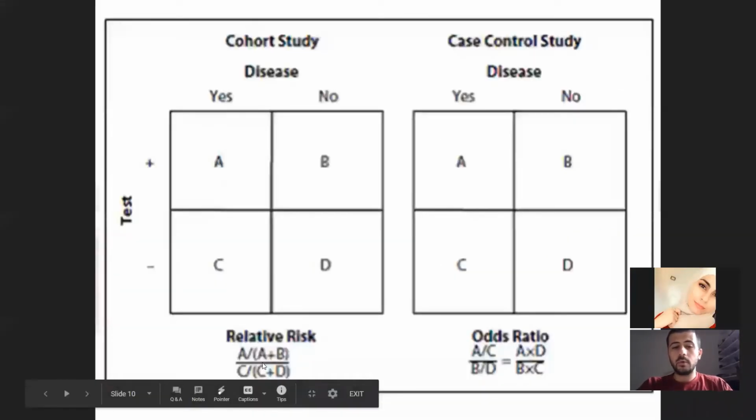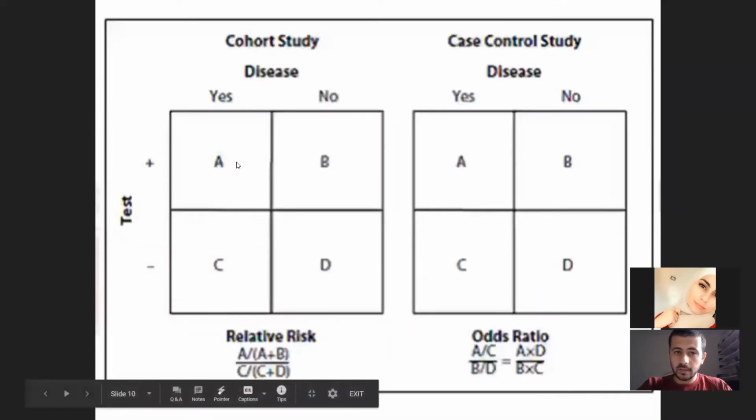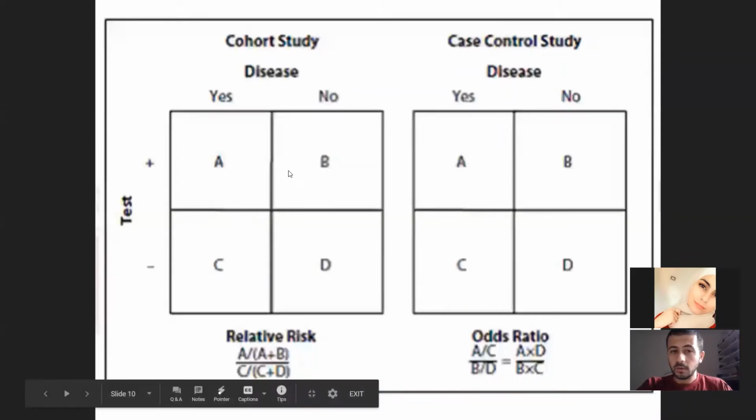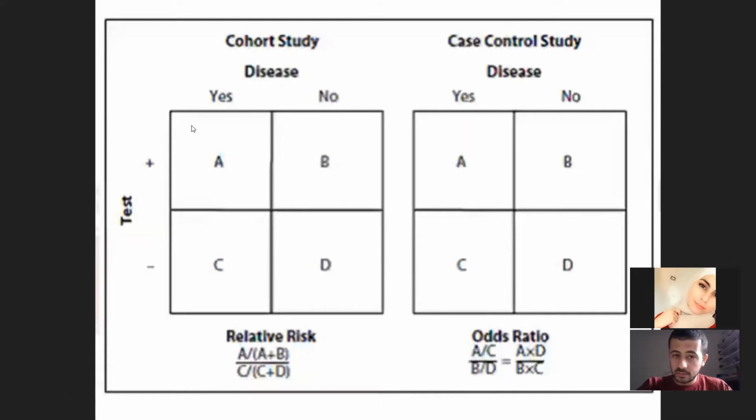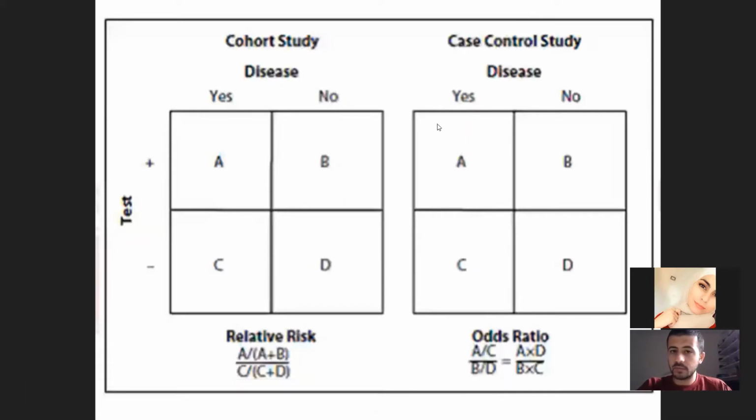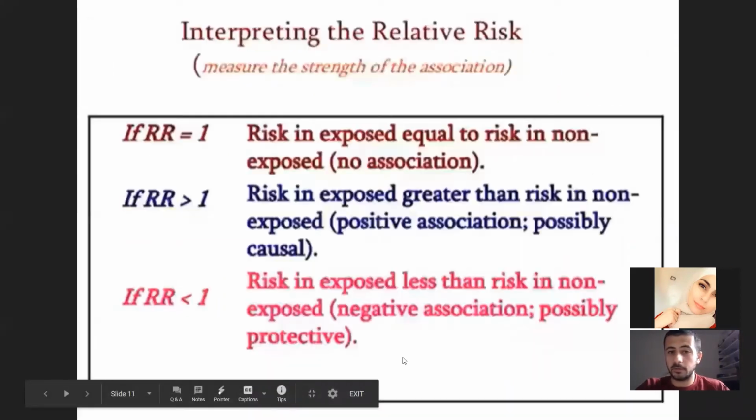Okay, here we will calculate. Here we have an intervention, here we have a disease. In cohort studies, I will divide A, people who receive the intervention and get the disease, by the total of those who receive the intervention. Here on odds ratio, I just take those who receive the intervention and the disease over those who receive the intervention without the disease. There is no plus sign in here.